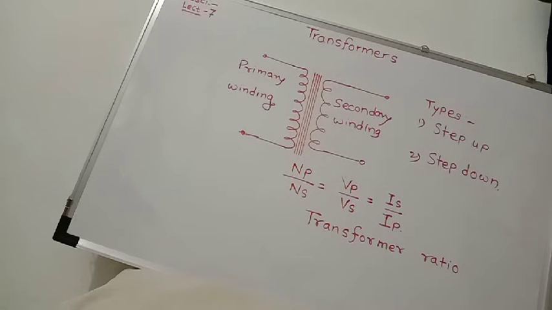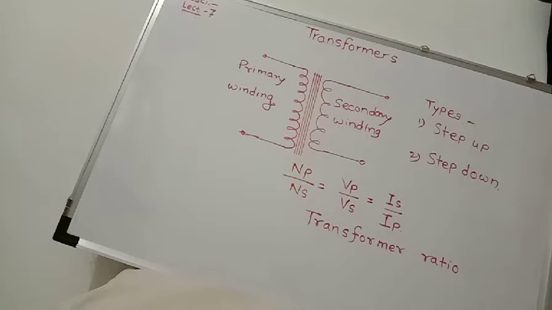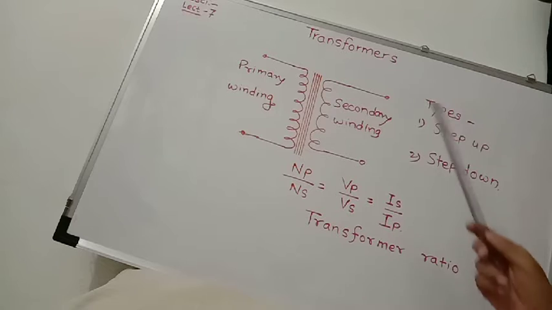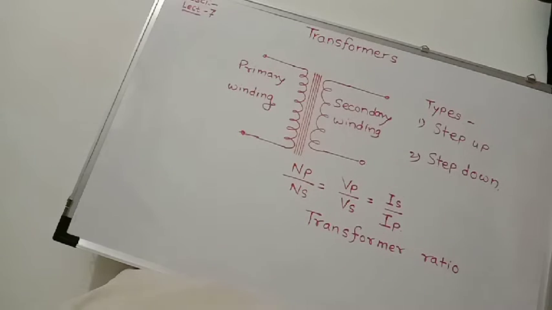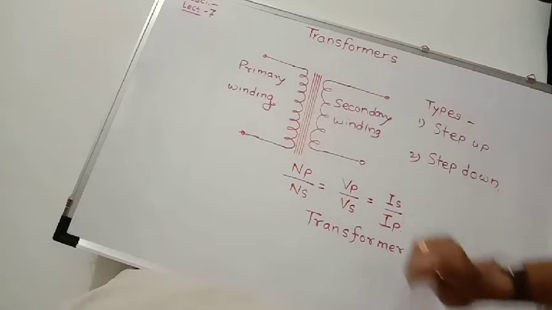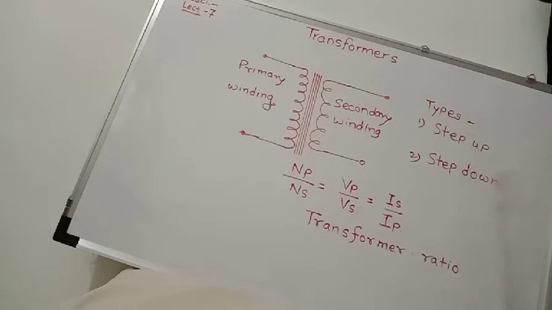Now in a step down transformer, the secondary voltage is less than the input primary voltage, because the number of turns in the secondary winding is very much less than the number of turns in the primary winding. So it is called a step down transformer, because we get less voltage than the primary. Suppose the input primary voltage is 230 volt, then in the secondary winding we get 9 volt, 230 to 9 volt, or 230 to 6 volt, or 230 to 12 volt, like this. This type is called a step down transformer.